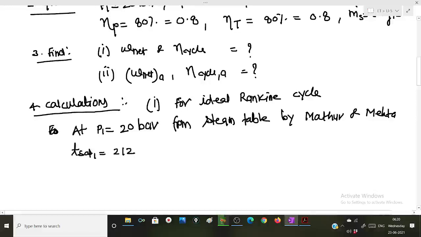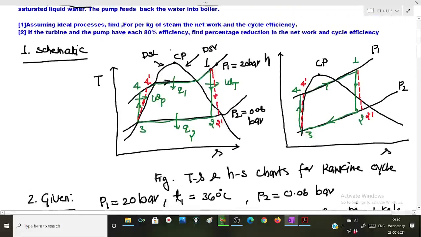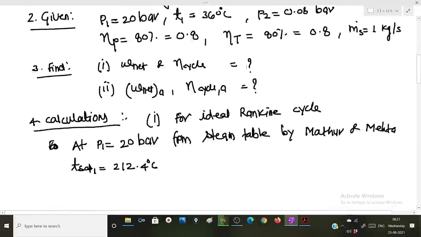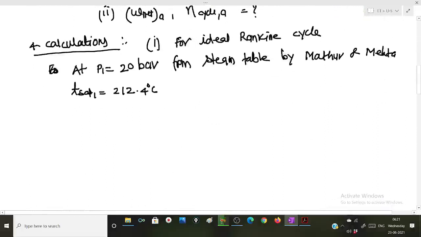And this value is 212.4 degrees Celsius. That is on the TS and HS diagram; this is the saturation temperature. Now as we can see, at 20 bar boiler pressure, the saturation temperature of the steam is 212.4 degrees Celsius and the temperature of the given steam is 300 degrees Celsius. It means the condition of the given steam is superheated.